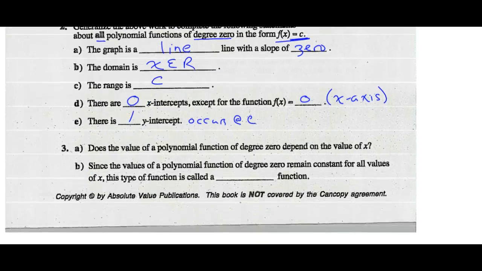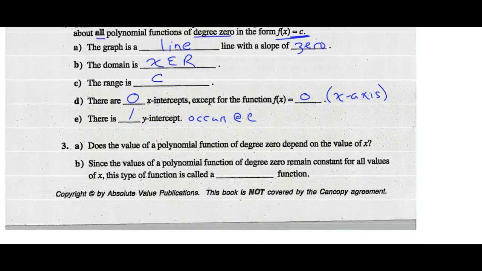Part 3. Does the value of a polynomial function of degree 0 depend on the value of x? No, not at all. Since the values of a polynomial function of degree 0 remain constant for all values of x, this type of function is called a constant function. There is no variable in this function. f of x equals c. There's no variable. It's always going to be the same.